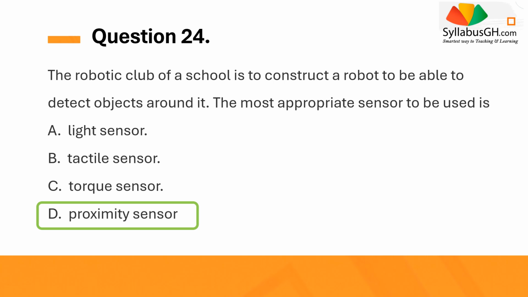Proximity sensor is used in robotics to detect the presence of objects around it without physical contact. This type of sensor is ideal for object detection, as it can sense nearby objects and is often used to help robots avoid obstacles. Light sensors detect light intensity. Tactile sensors detect touch or pressure. Torque sensors measure rotational force.